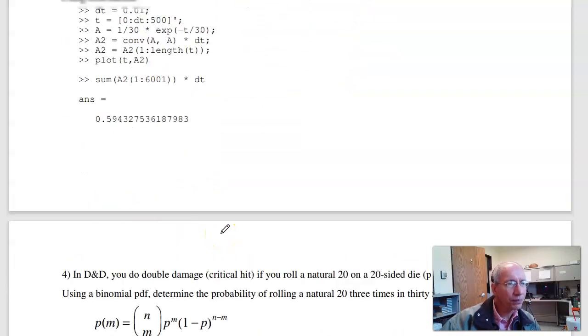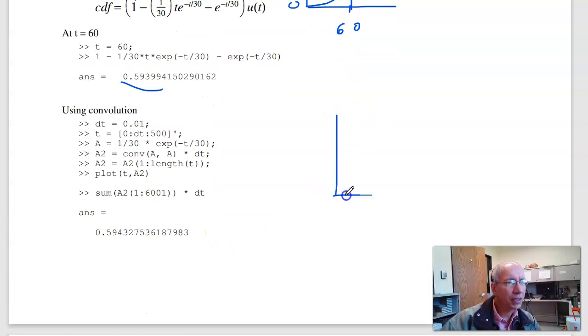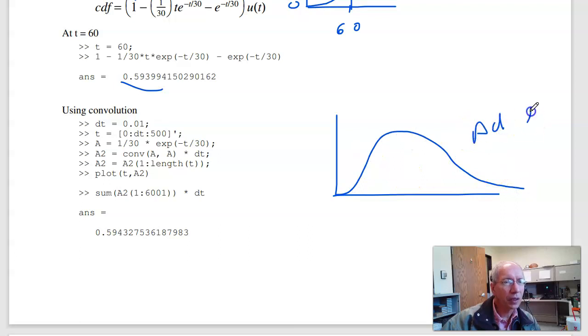And if I plot it, I guess I did do the plot. It looks kind of like this. That's your PDF. What I want to know is at 60 seconds, what is the area to the left of 60? So one way to do area is integrate.